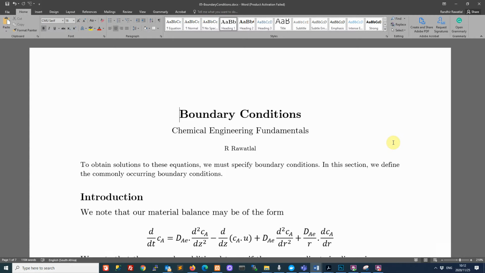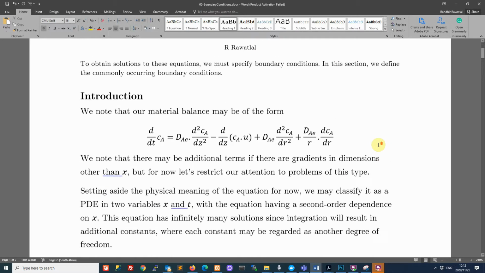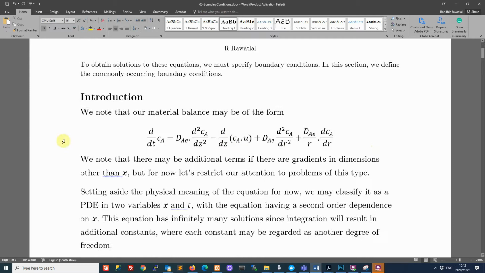Hello and welcome to the session where we're describing the boundary conditions which are used together with our differential equations to develop a particular solution. So we've been deriving the mass balances that can, when integrated, describe the concentration as it varies across the space.